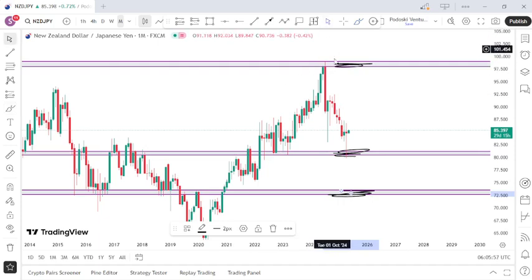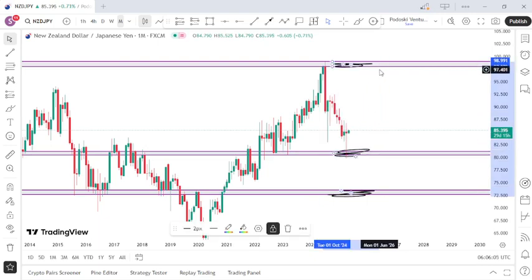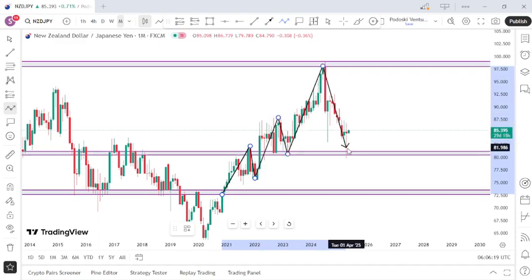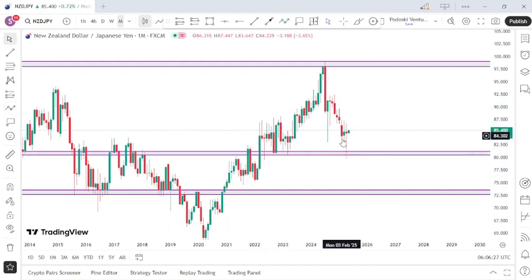On NZDJPY, we see that price is in an uptrend. Since you are seeing an uptrend, with higher high, higher low, higher high, higher low, new high, then price dropped for an equal low, and we are seeing the buying pressure coming in. So we should be expecting price to go up. I see the buying pressure coming in over here, and last month kind of closed doji, so that's a bullish doji.